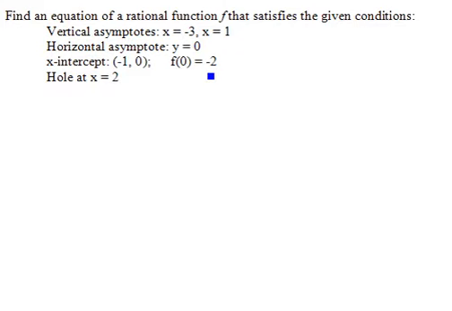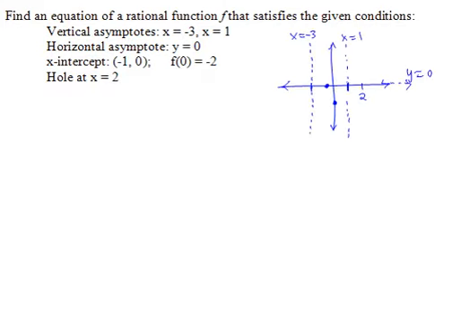Let me pop up a graph of these conditions so we can see them visually. Okay, here we are. We see the two vertical asymptotes, the horizontal asymptote on the x-axis, and the hole somewhere at 2. We don't know quite where that is in terms of the y value, so I just left that marked on the x-axis. Now, we have a rational function, it says.